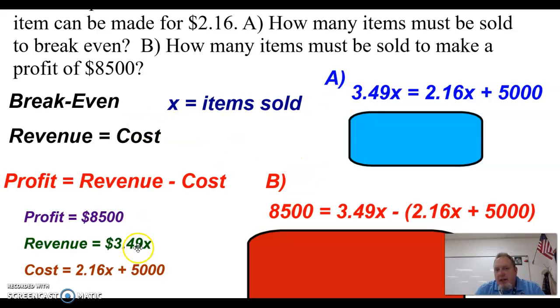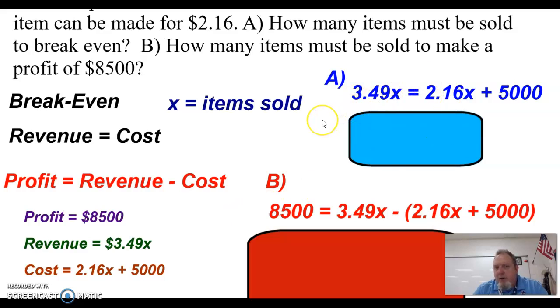So when we're looking for break even, we're going to set revenue equal to cost and solve for X. The second part of this deals with profit, and profit is equal to revenue minus cost. We want a profit of $8,500. So we're going to take our revenue here minus our cost, and again, we'll solve this equation for X. That'll tell you exactly how many items you need to sell in order to make $8,500.